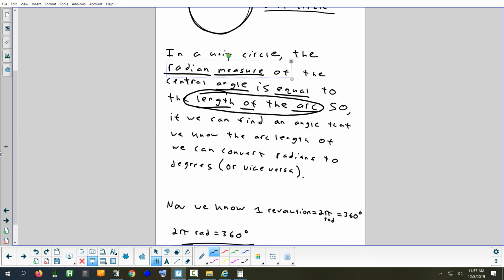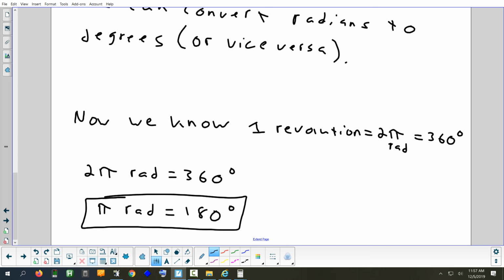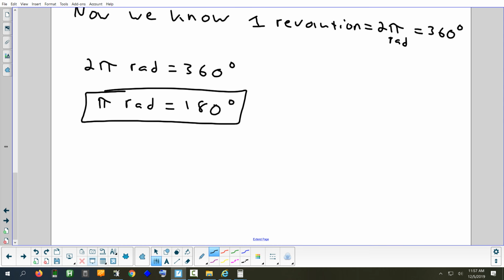So, let's just go to this. 2 pi, 1 revolution, to go all the way around is 2 pi, which is the same as 360. So you can write 2 pi equals 360, which is, how did I get this fact in the box? What did I do to each side? Divide by 2.